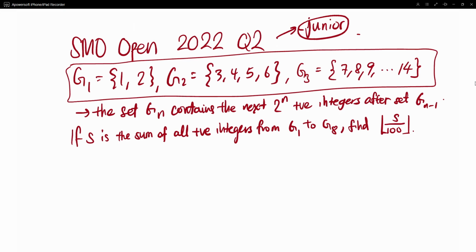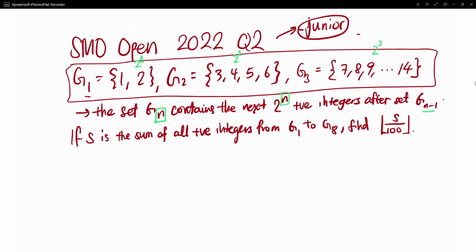We're given that G1 simply contains 1, 2, G2 contains 3, 4, 5, 6, etc. And the number of numbers in all of these sets, we see that they actually amount to powers of 2. This one is 2 to the power of 1, this is 2 to the power of 2 because there's 4 numbers, this one is 2 to the power of 3 and there's 8 numbers. So the set Gn here contains the next 2 to the power of n integers after the set Gn minus 1.